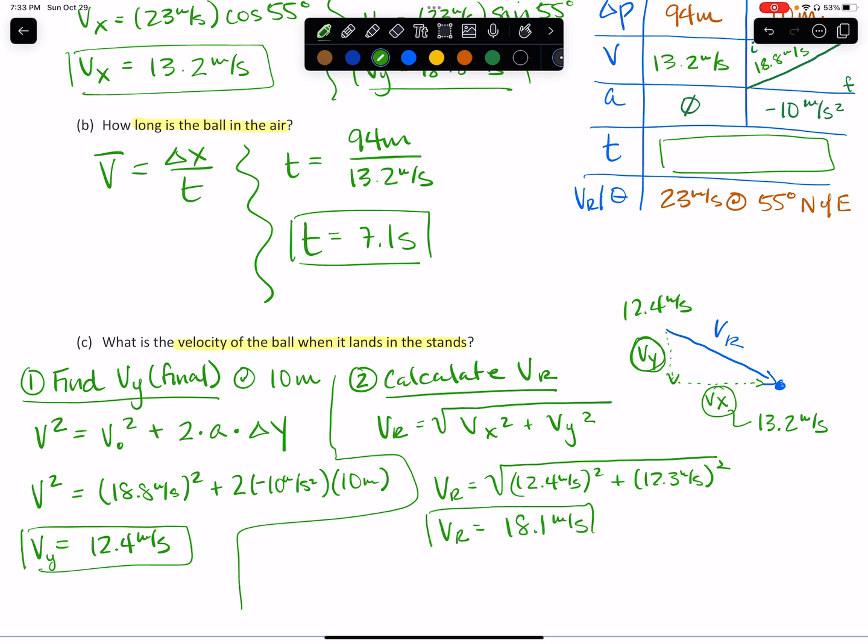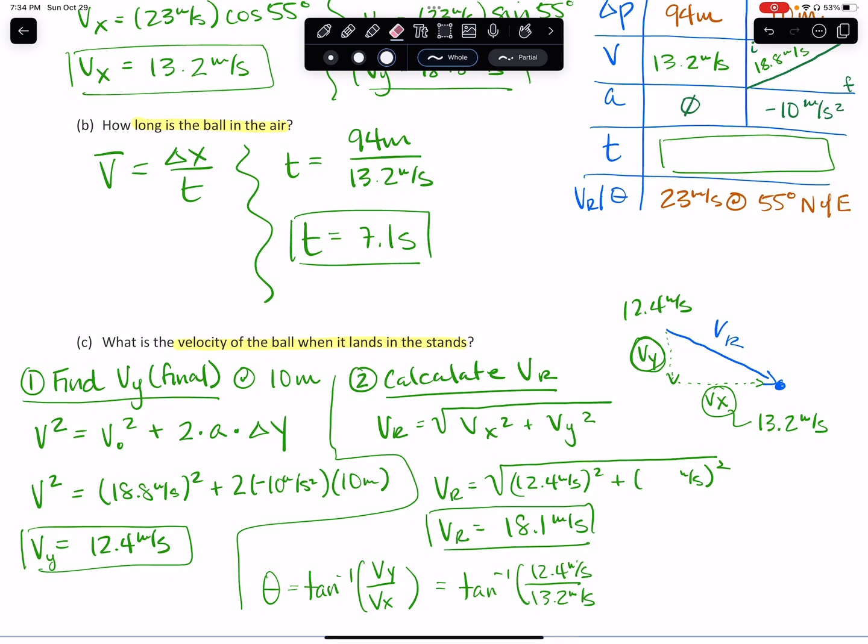Now we know that velocity requires direction as well. So we're going to use our inverse tangent formula, where theta is equal to the inverse tangent of the y velocity divided by the x. So tangent inverse of 12.4 meters per second divided by 13.2 meters per second. Oh, whoops, I see I made an error up here. My calculation's okay. I did these earlier. This should be 13.2. Sorry about that. The 18.1 is good. I just wrote it in wrong.